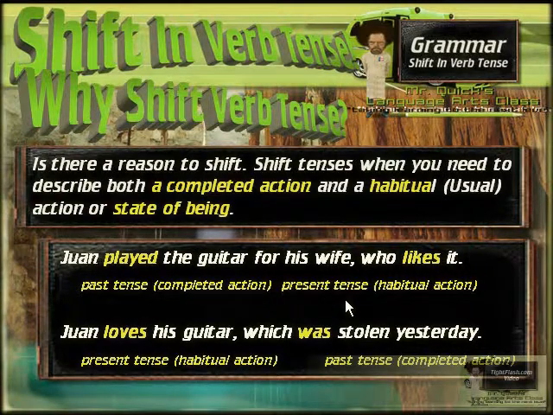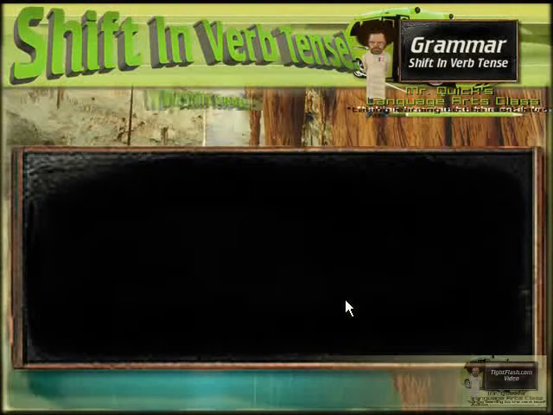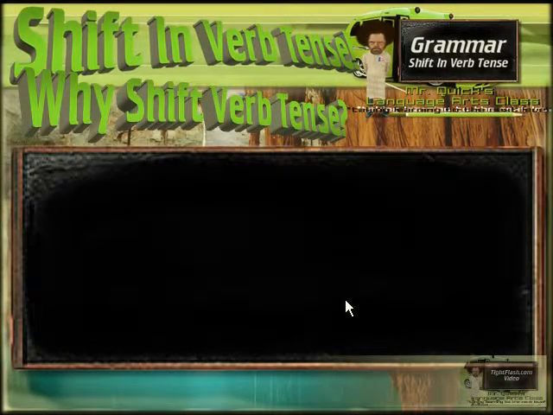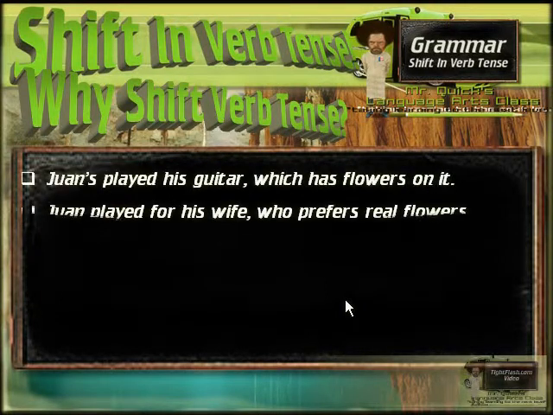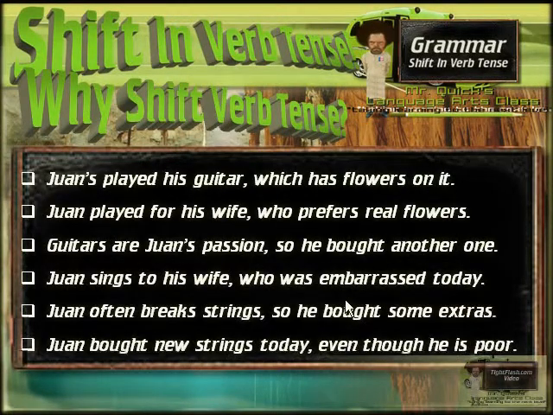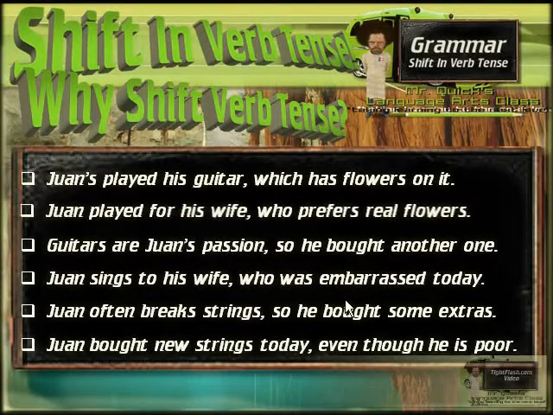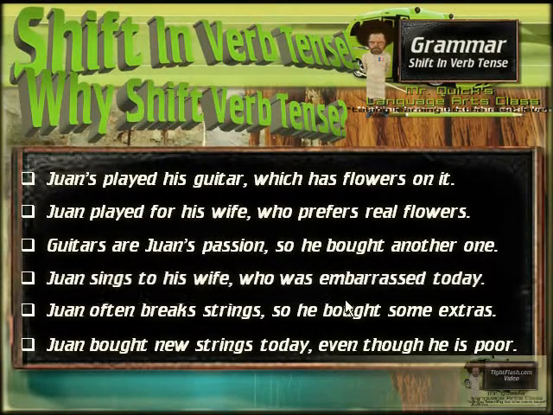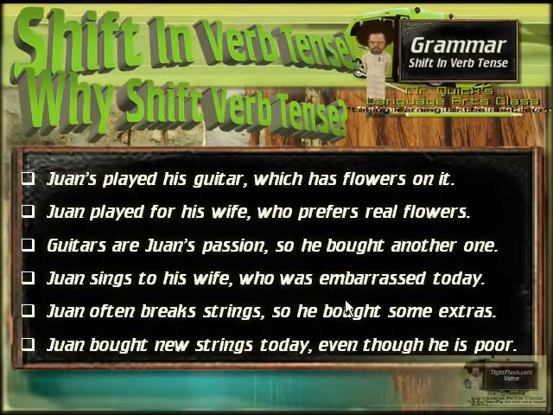Yes. Okay, so let's look at a few more examples here before we decide that we have got this down to its minuscule understanding. Juan played his guitar, which has flowers on it. Okay. Now, why is there a shift? Why did we go from past to present?